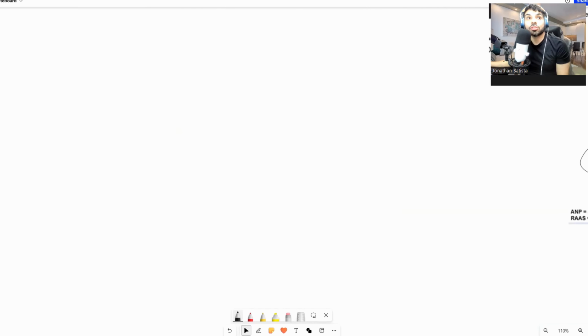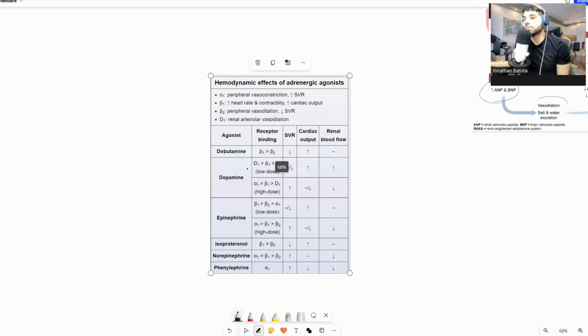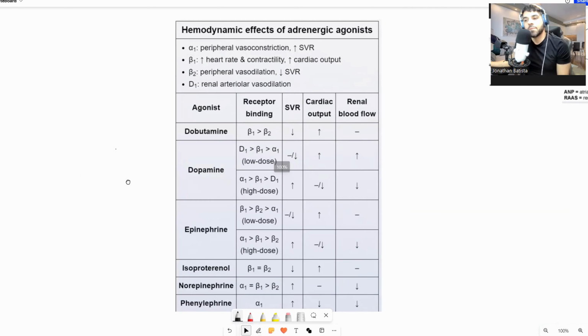Next class, we're going to talk about drugs. We're going to take the same concept. Hopefully everybody understood this, because now we're going to play around with it. We're going to put it in charts. We're going to add drugs to it. For example, look at this chart right here. Look at these drugs.